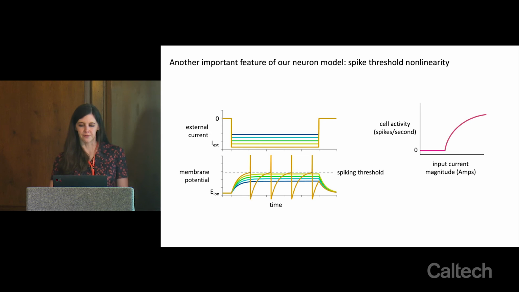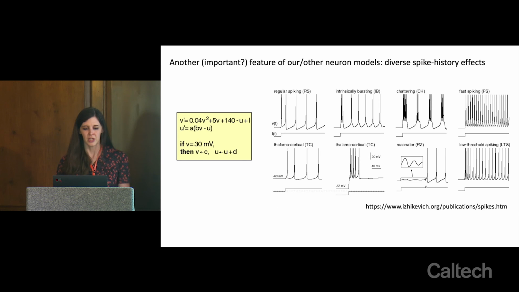Another feature of neuron models that is possibly important, and really depends on your system, is diversity of spike history effects. If you look at neurons in different parts of the brain, you'll see different firing rate changes in response to a step input. These are some examples. These are actually model neurons that were fit to recorded cells mostly in cortex. You'll often see cells that have a high initial firing rate and then drop down to a steady state firing rate. These are like pyramidal cells in cortex, and you'll see them called regular spiking neurons.